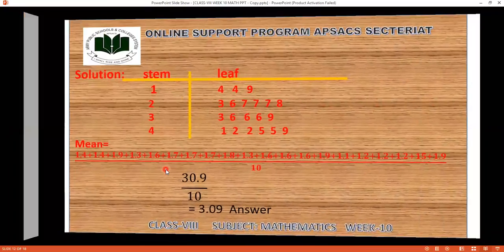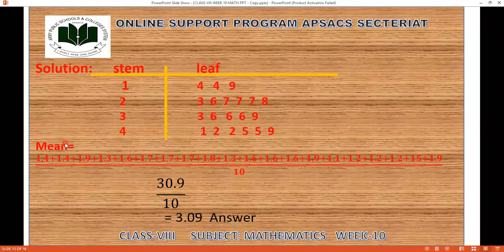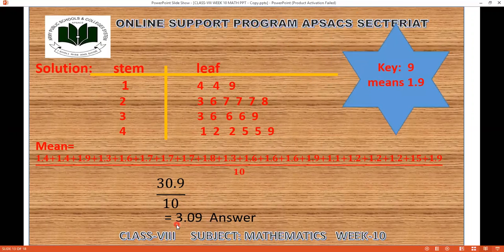Let's move to the solution. Again we are having the diagram, so I'll add all this data according to the formula. I have to add all the data, but the key is given, that is 1.4, 1.4, 1.9, 1.3, 1.6. So as it is, I'll add all this data from this point to the last point, and the total number of data is 10. So by dividing by 10, I got 3.09, and by the key I solved my question very easily and I got my answer, that 3.09 is the mean of the given data.